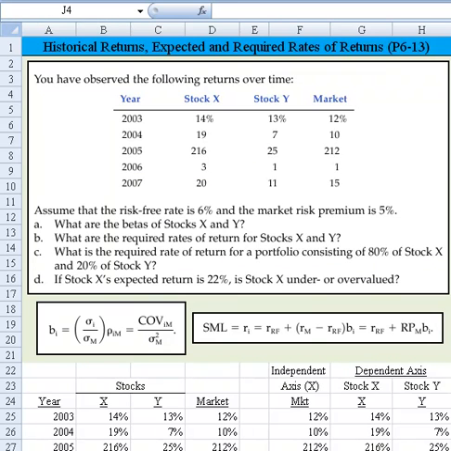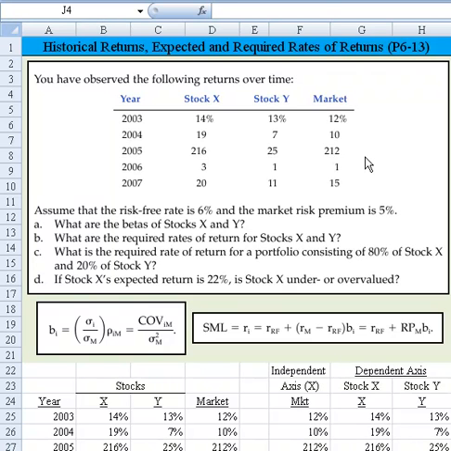Okay, hi everyone. I want to work through this problem, which covers historical returns, expected returns, and required rates of return. It's problem 6-13. We have some observations on stock X and stock Y in the market, which appear in this table to the left of my mouse. We've got some historical information for the years 2003 to 2007.